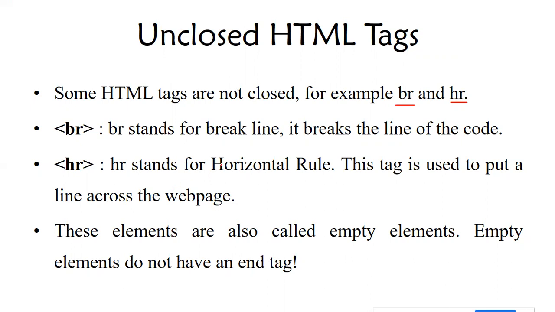Some of the different attributes of the break tag are clear and line breakers, like all, left and right. The second one is HR, that is horizontal rule. HR stands for horizontal rule. The HR tag is used to put lines across the web page. These elements are called empty elements, and empty elements do not have end tags.